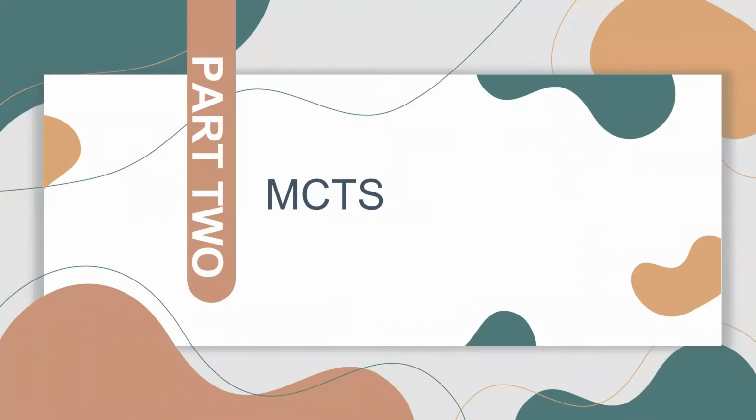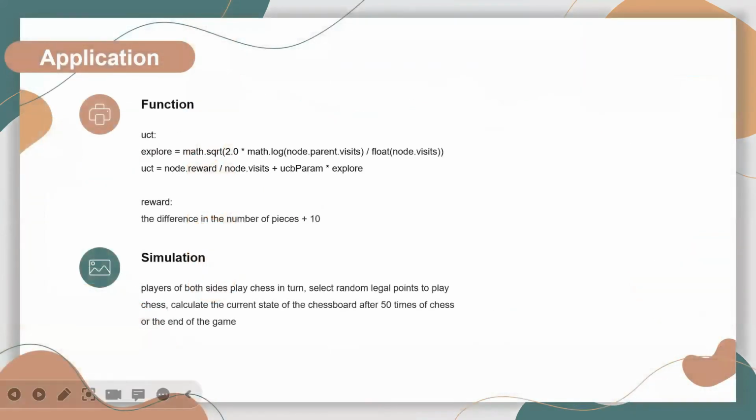Thank you. So the general idea of MCTS is to choose an optimal action given a game state. The node stores the statistical information of this node, which are reward and visit. These values form the UCT function. The reward function is that the winner gets a reward equal to the difference plus 10.